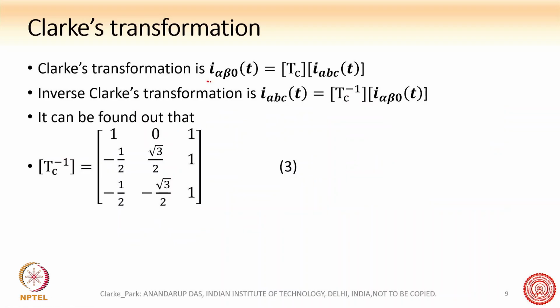So this is how I alpha beta 0 will look. In a similar way, you can also have the inverse Clarke's transformation matrix, which is TC inverse. If you do the matrix operation for these variables, you will find TC inverse is something like this. It converts the alpha beta 0 variables into ABC variables. So this is the first part of this transformation, the Clarke's transformation matrix.